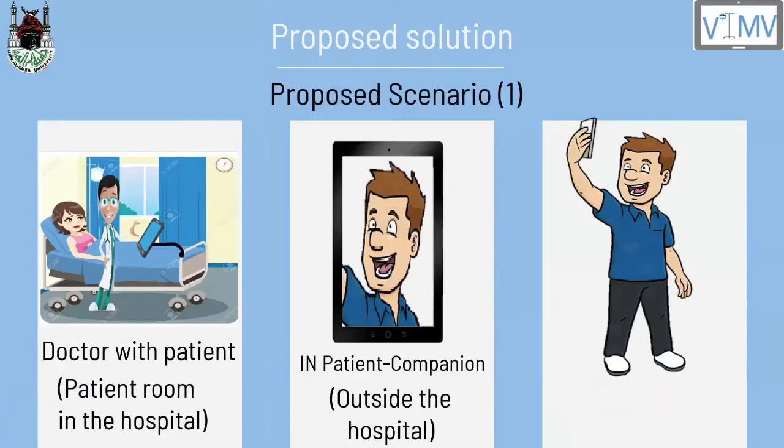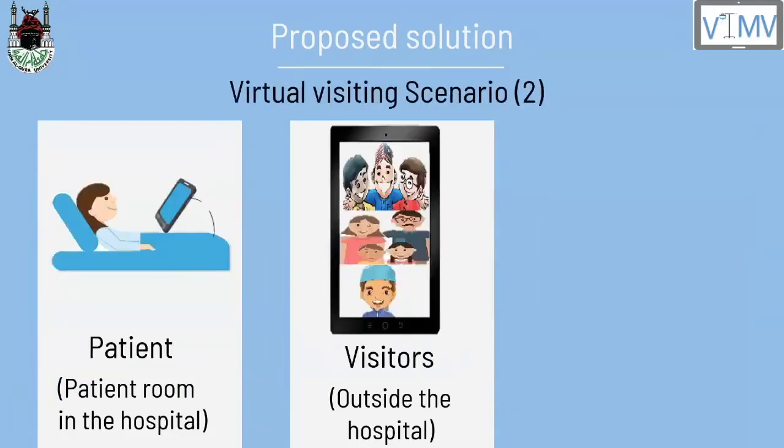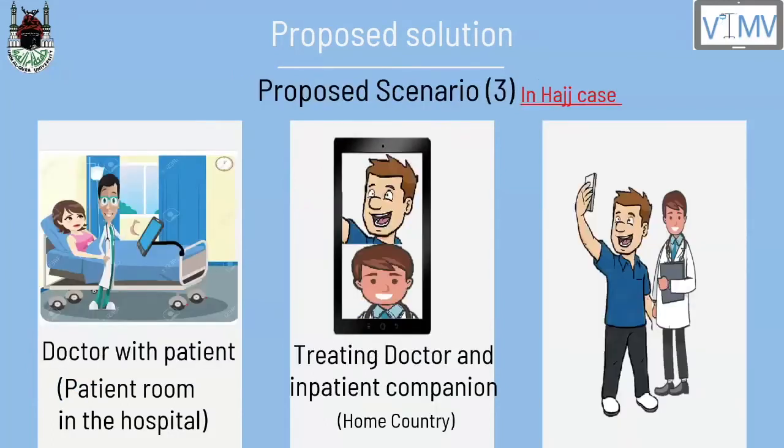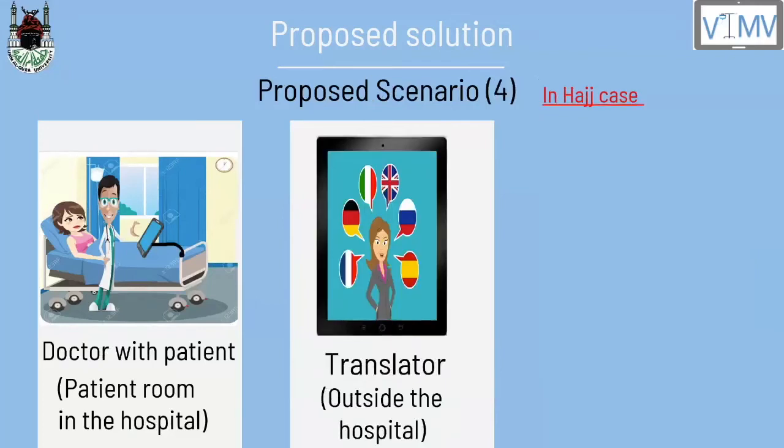So, I will explain the scenarios to make the project idea clear. The first scenario is that the patient companion can communicate with the patient and the doctor in the patient room in the hospital. The second scenario is that the patient communicates with visitors from outside the hospital. In the Hajj case, the patient companion communicates with the patient and the doctor, and the doctor also communicates with the treating doctor of the patient from the home country when needed. And in each case, the patient and doctor communicate with the translator when needed.